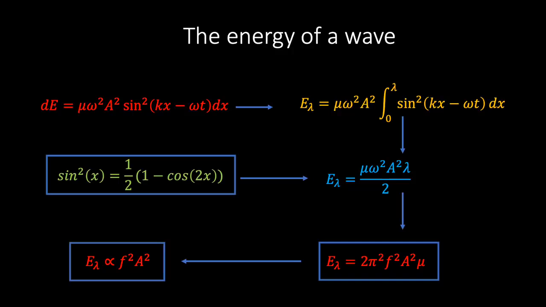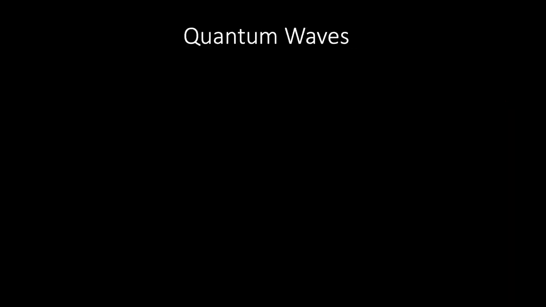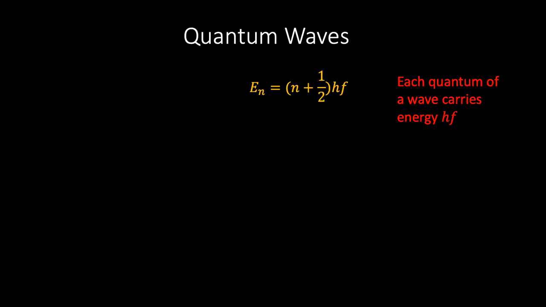So the natural question arises: if the energy of waves and harmonic oscillators obey the same relationship, is the same true when we factor in quantum mechanics? How do we describe a quantum wave? Well, it turns out that it's relatively straightforward. Since a wave is simply a series of coupled harmonic oscillators, it follows that the properties of a quantum wave are very similar to the properties of the quantum oscillator. In particular, the energy of a quantum wave can be expressed in terms of Planck's constant and the frequency as n plus half times hf, where n tells us how many quanta of oscillation we have in our wave. And we see that each quantum of a wave carries energy equal to hf.